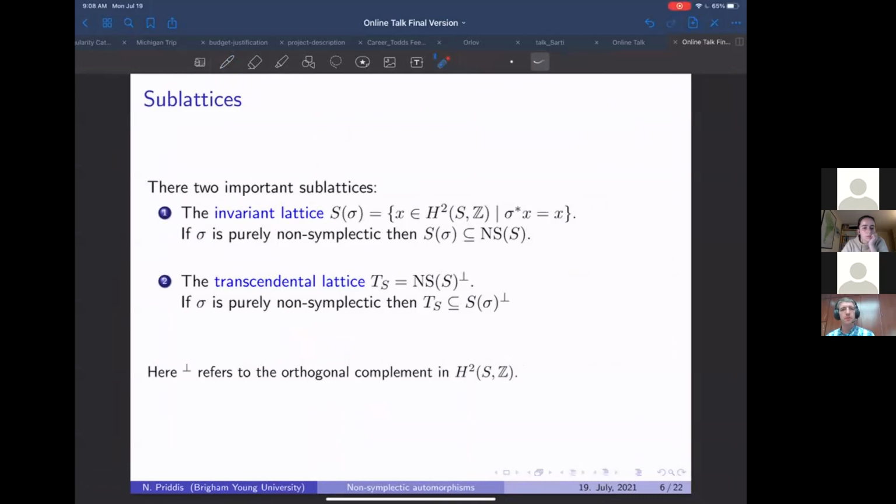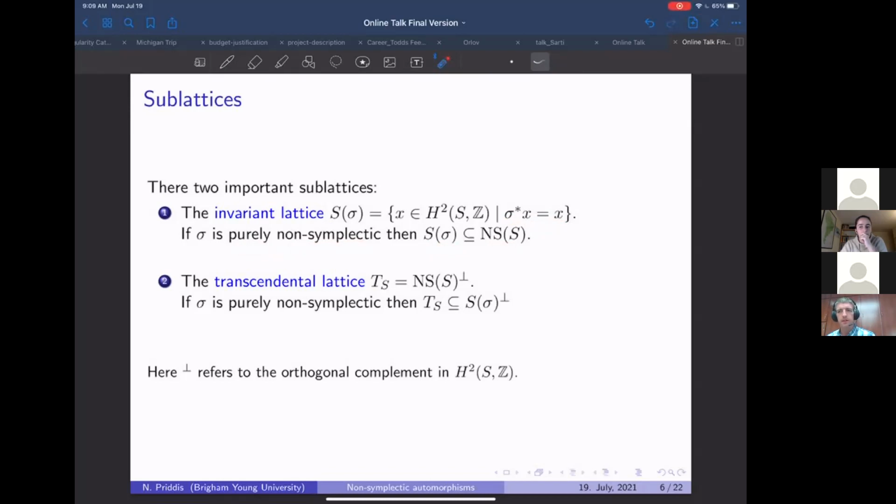There's a couple of important sublattices here that we want to talk about quickly. The first one is called the invariant lattice. As I mentioned before, sigma is an automorphism on S. I've written the invariant lattice as S of sigma, but it's just all the classes in H2 that are fixed by the induced action of sigma. And if sigma is purely non-symplectic, say of order n, then this invariant lattice actually sits inside the Néron-Severi group.